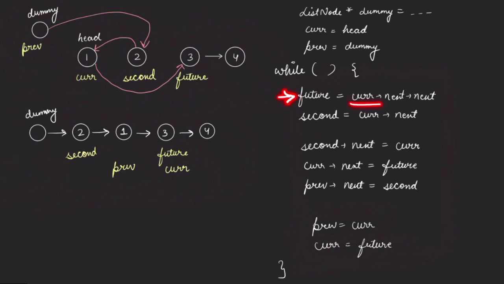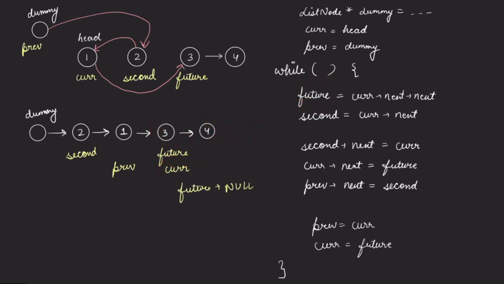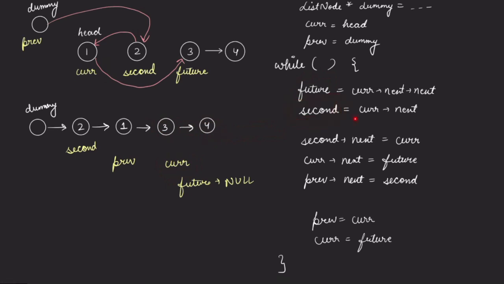Future will point to what? Current's next, right? So current is pointing to node 3, its next is 4, and 4's next is null, right? So future will now be pointing to null, right? It will be removed from here. Then in second, we are giving current's next. Current is node 3, its next is node 4, right? So this second will come here now, right? So this is how our pointers look like.